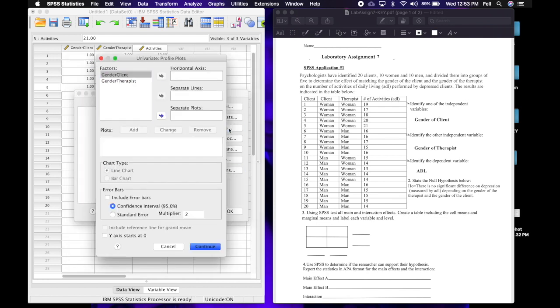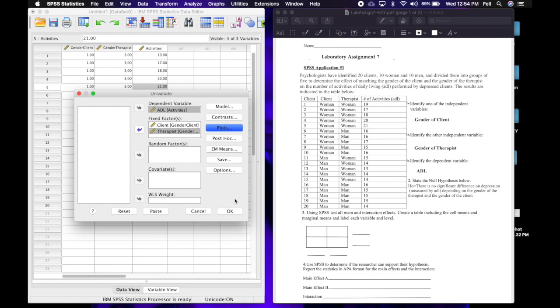And then I'm going to come here to plots. I'm going to put the gender client into the horizontal axis because the gender client is what I'm going to put here on my rows. So I'm going to make that my horizontal axis. And then gender therapist is going to be my columns. So I'm going to put that in the separate lines box. There we go. And then I'm going to click add. And I want my y-axis to start at 0 so I don't make a wow graph. And then I'm going to click continue. And I should have everything I need at this point, so I'm just going to go ahead and click OK.